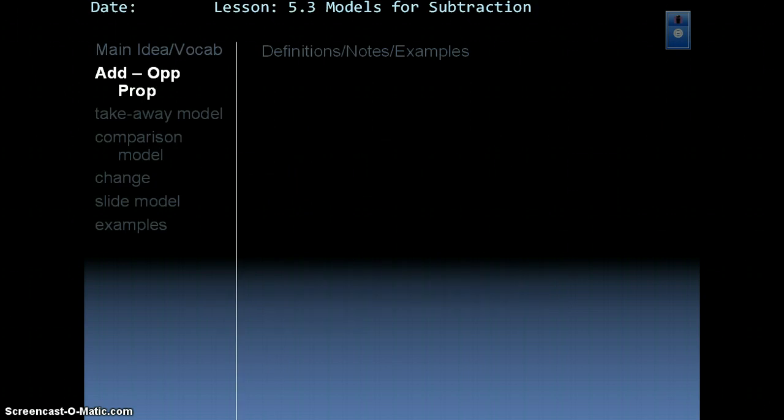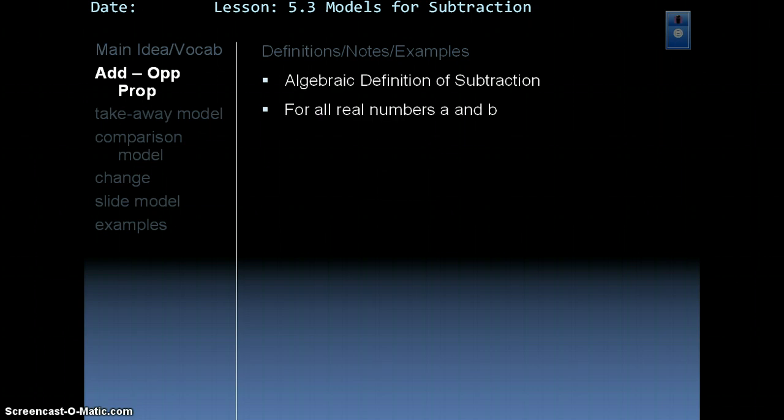Taking a look here, we're going to dive right in without a warm-up. We're going to talk about the add-up property. This is technically called the algebraic definition of subtraction. This is how we're going to change any subtraction problem into an addition problem. This is what we will do for the rest of the year, so familiarize yourself with it. A minus b is really the same as a plus negative b.